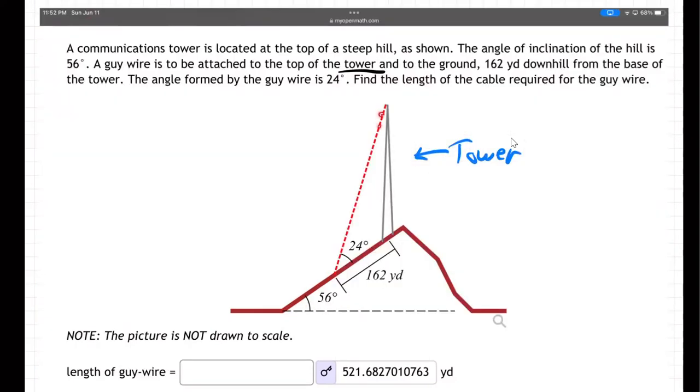have this, what's it called, a guy wire, this wire going down the hill, and they're attaching it to kind of secure the tower. And that is 162 yards down the hill is where they attach the guy wire. And the guy wire is at an angle of 24 degrees. The hill's at an angle of 56 degrees. The question is, how long is the guy wire?